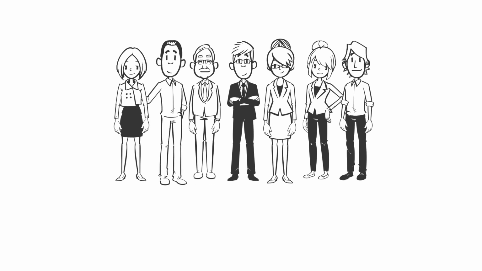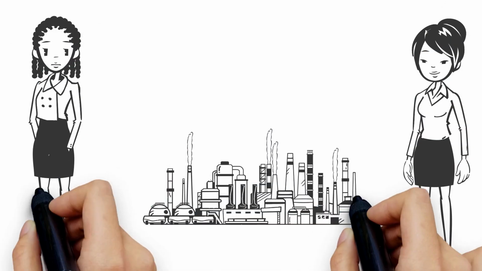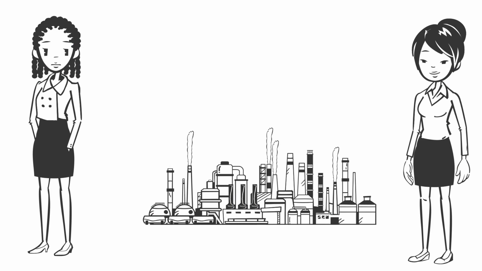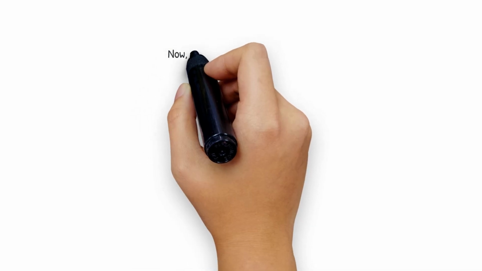To determine how many new office assistants the company will need to hire when it hires 18 new architects, you can set up a proportion based on the existing staffing ratio of 2 office assistants to 9 architects. 2 office assistants divided by 9 architects equals X office assistants divided by 18 architects. Now, cross-multiply and solve for X.